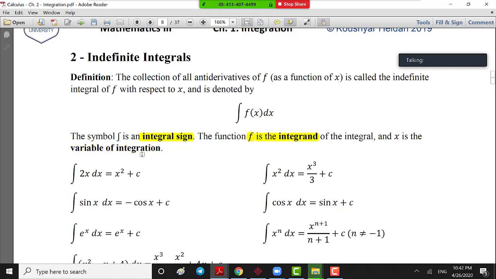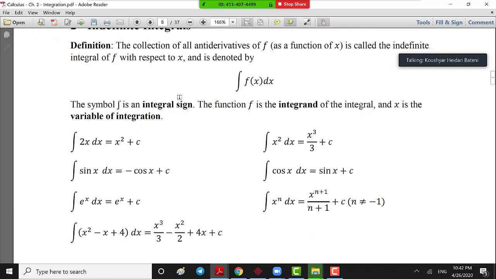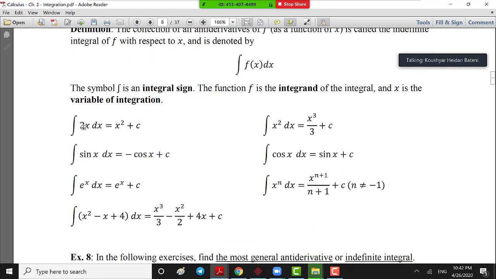Now, because we've learned how to write the most general antiderivative for a function f, by knowing the definition of indefinite integrals, we can easily calculate the indefinite integrals for various functions. Here we have some very simple examples. For example, you know that the integration of 2x dx should be what? Should be the most general antiderivative for 2x, which is x^2 plus c, right?